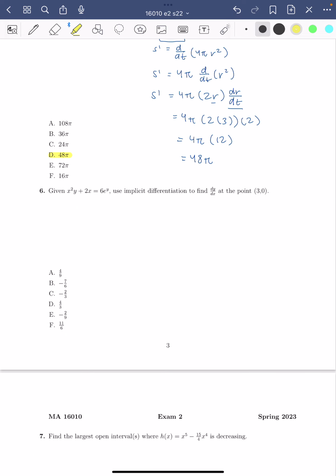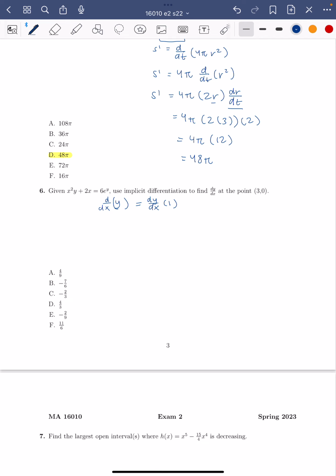Number 6. Given x squared y plus 2x equals 6e to the y, use implicit differentiation to find dy over dx at the point 3, 0. Again, implicit differentiation. We do not know how y is as a function of x. So anytime we take a derivative of y, let's say we take the derivative of y with respect to y, we would get dy over dx times 1, with that 1 being the derivative of y, which would just be 1 if you were to take it with respect to y.